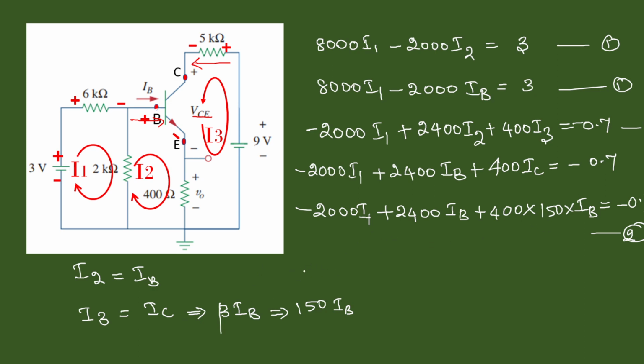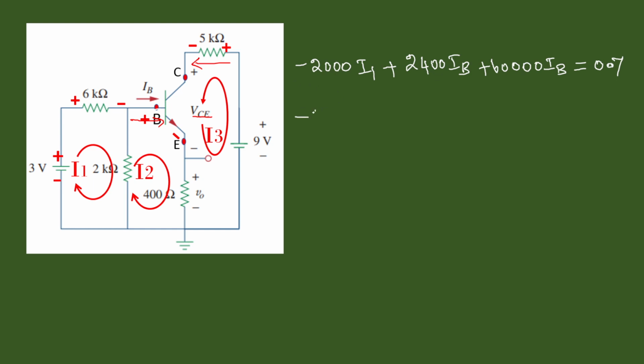So this is minus 2000 I1 plus 2400 IB plus 60,000 IB, right? That is equal to minus 0.7. So it is minus 2000 I1 plus how much IB? 60,000. So 62,400 IB, that is equal to minus 0.7. This is your second equation.